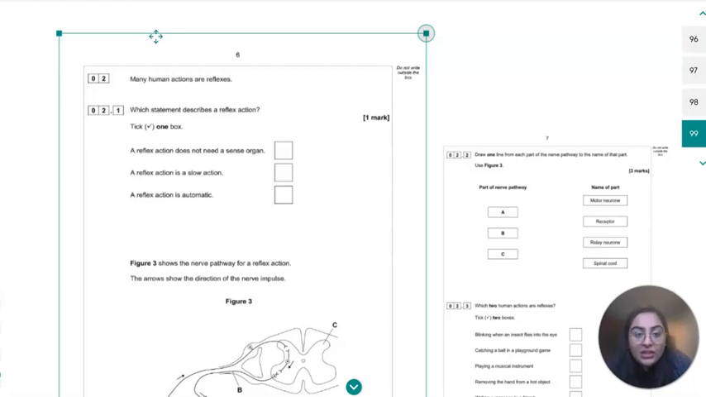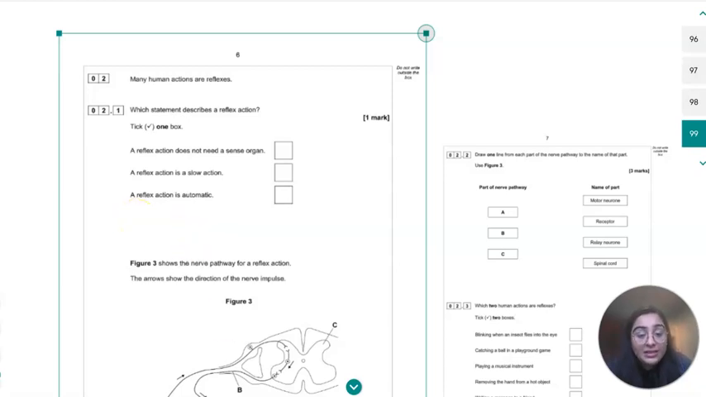A reflex action does not need a sense organ. That's incorrect. It does need a sense organ, and those sense organs are the touch, the smell, the taste, anything that needs the sensory input for the receptor to be triggered. So we know that's incorrect. Then you have a reflex action is a slow action, and that's also incorrect. As we discussed, the reflex action is actually a fast automatic response, and it's really important that it is a fast response because it's to protect our bodies against danger.